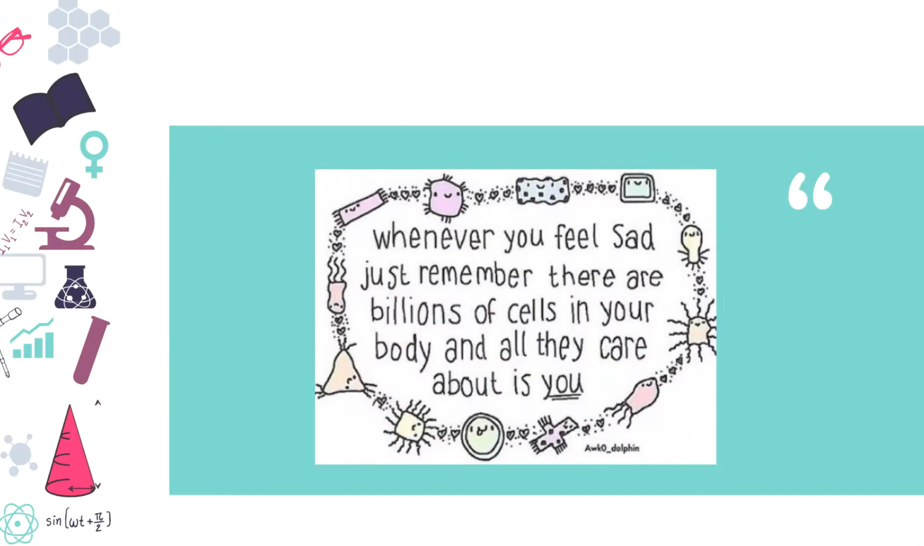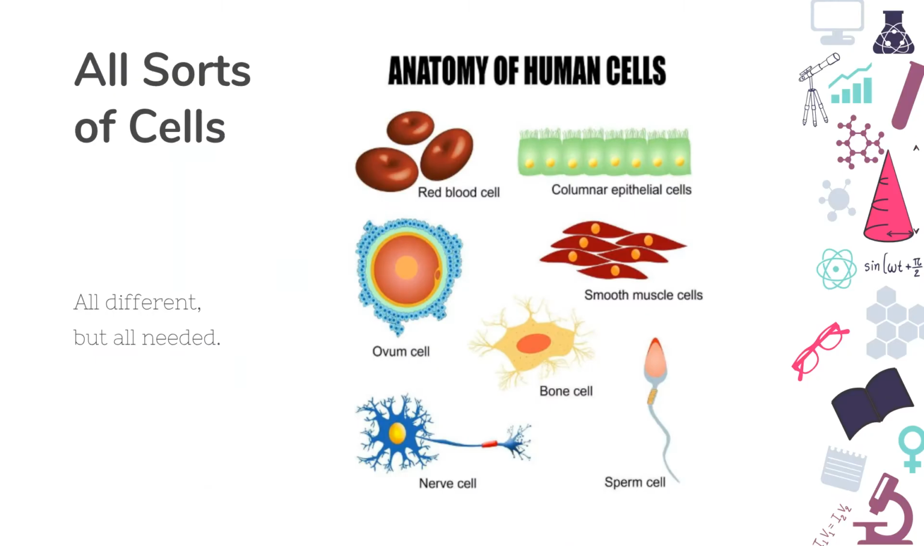We're also going to be looking at cells. So your body is made of billions of cells, as this quote tells you. This slide shows you some examples of different cells that are in your body. So your body is made of all sorts of different kinds of cells. They're shaped differently, they look differently, and they perform different functions. They are all different, but they are all needed.